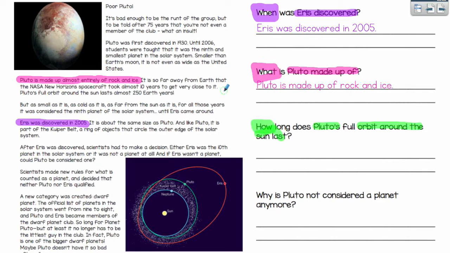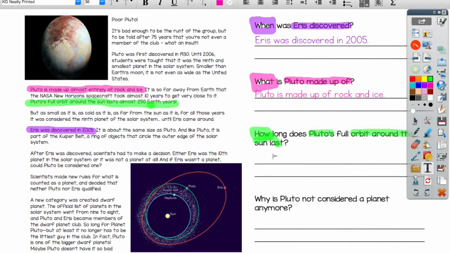Pluto the most. In paragraph 3, it talks about how Pluto is very far away from Earth and the sun. So let's see if it mentions how long it takes for it to orbit around the sun. This last sentence of our paragraph says Pluto's full orbit around the sun lasts almost 250 Earth years. So that would answer my question. So I'm going to go over here and write in my answer. I will say Pluto's full orbit lasts almost 250 Earth years.